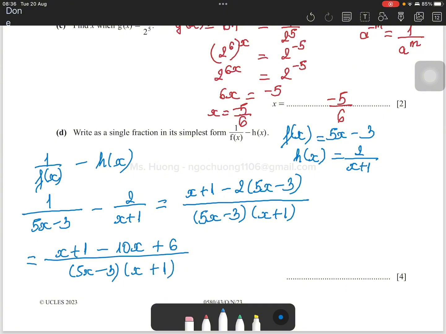Now we simplify the numerator. x minus 10x is negative 9x. 1 plus 6 is positive 7, over 5x minus 3 multiplied by x plus 1. And this is the final answer.